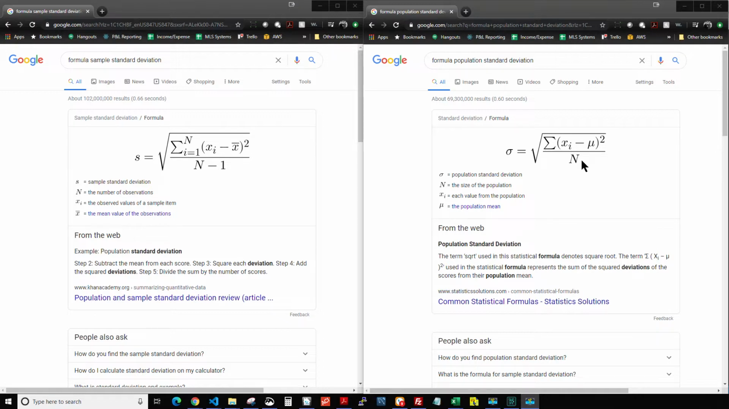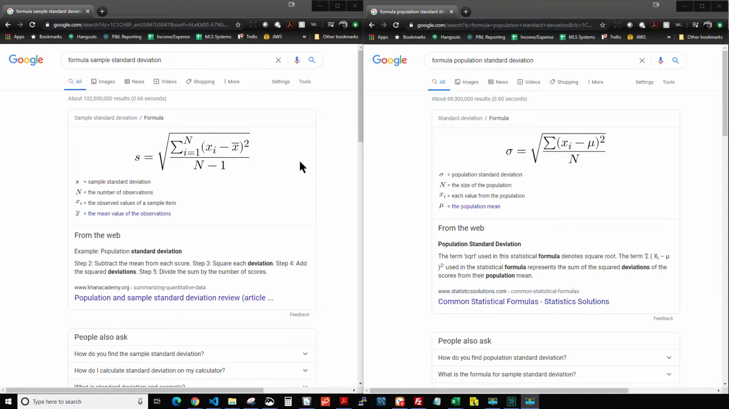Over here on the right, when we are calculating standard deviation, we use the Greek letter sigma, and we divide by the total number of sales, not the total number minus 1. And there are a couple other differences, but really, X bar is the average of all of the observations. And mu, the Greek letter mu here, is the same thing, but it's for the population, not the sample.